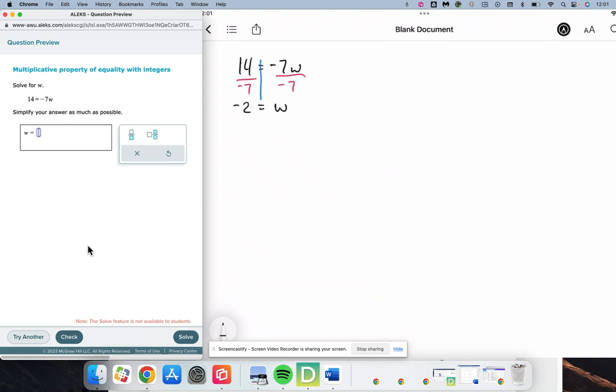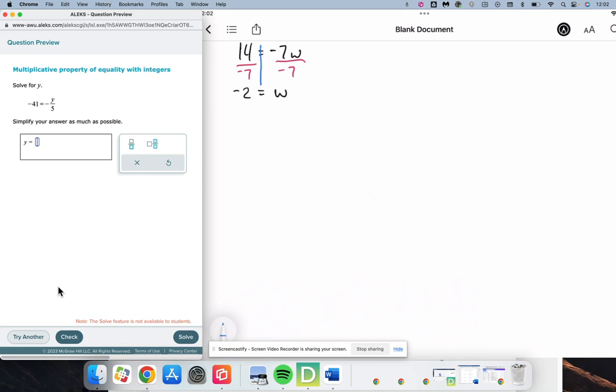So I want this to not be a magic trick, and I've seen a lot of math teachers go, oh, these just cancel. Well, that's a lie. They do not cancel, because canceling would mean that they make nothing. They make a 1. Negative 7 divided by negative 7 is 1, not 0. So our answer is negative 2.